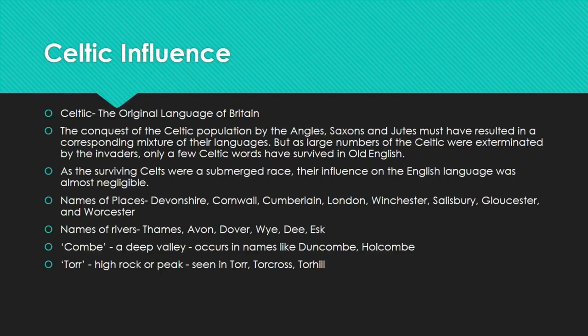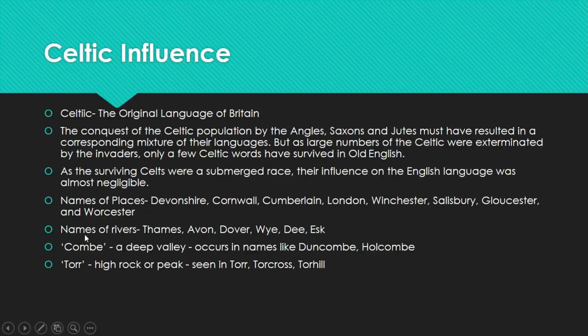So sorry, these Celts were a submerged race. After this conquest, Celts were submerged, so their influence on the English language was also almost negligible. But we can see Celtic influence in the names of places like Devonshire, Cornwall, Cumberland, London, Winchester, Salisbury, Gloucester and Worcester. All these place names come from the Celtic root.